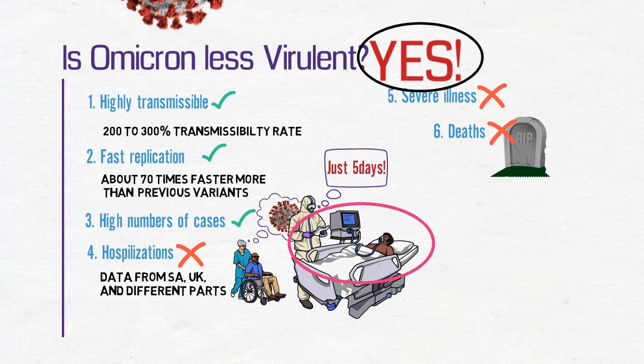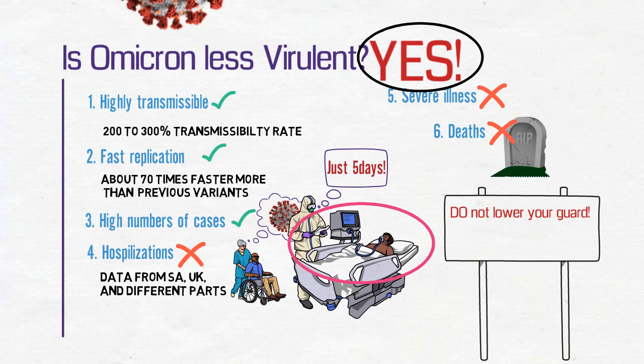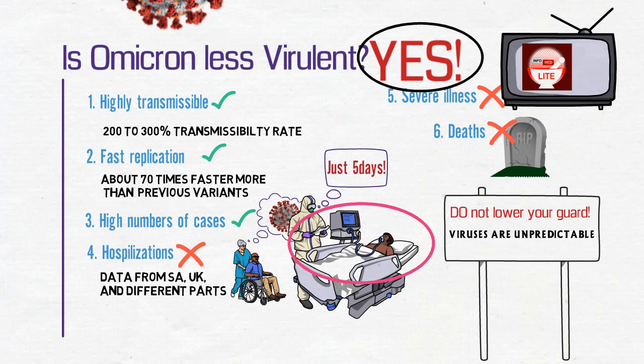However, this is not a call to lower your guard, because the pandemic rages on and it is very unpredictable. As a matter of fact, another variant has been sequenced in Marseille, France, presenting about 46 mutations. Though it is not expected to outcompete Omicron, we will keep an ear on the ground. As we hear something new, we will give you the information on Infomed Lite.